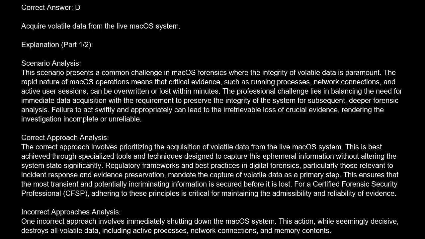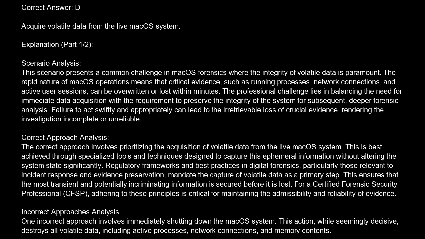Explanation: scenario analysis. This scenario presents a common challenge in Mac OS forensics where the integrity of volatile data is paramount. The rapid nature of Mac OS operations means that critical evidence, such as running processes, network connections, and active user sessions, can be overwritten or lost within minutes. The professional challenge lies in balancing the need for immediate data acquisition with the requirement to preserve the integrity of the system for subsequent, deeper forensic analysis. Failure to act swiftly and appropriately can lead to the irretrievable loss of crucial evidence, rendering the investigation incomplete or unreliable.